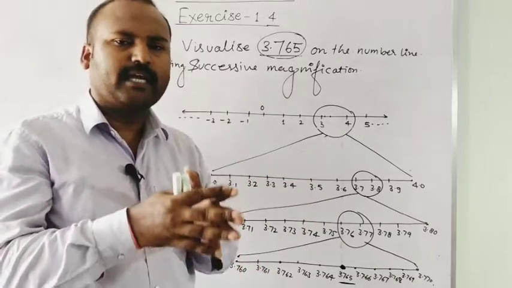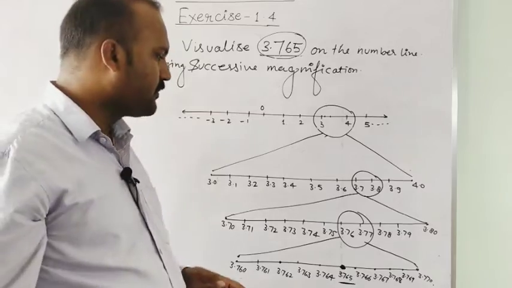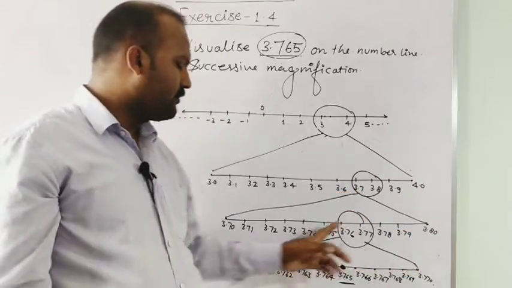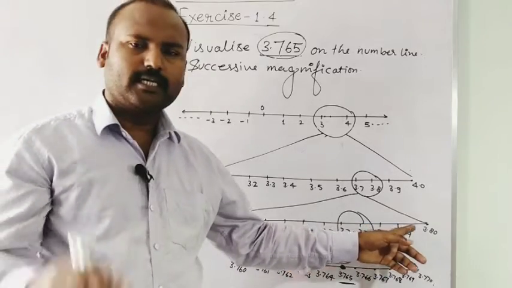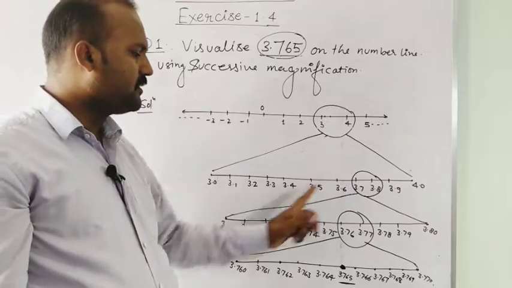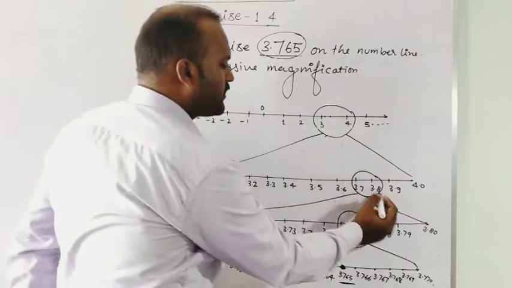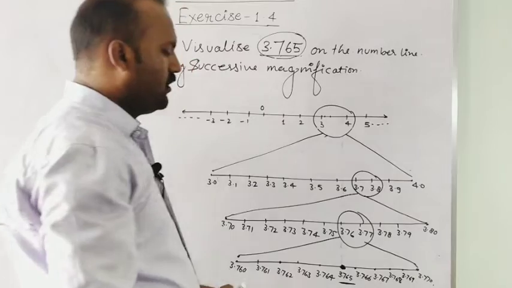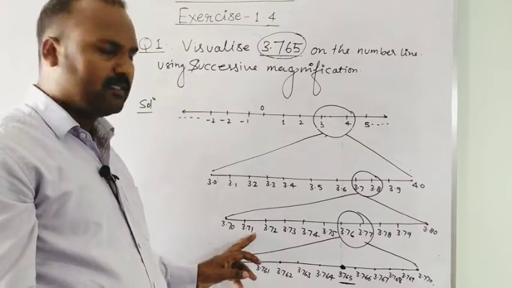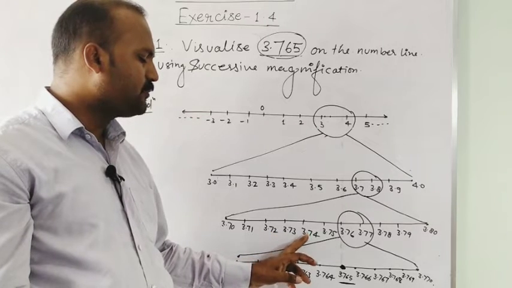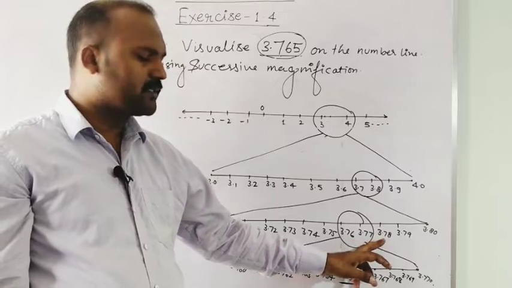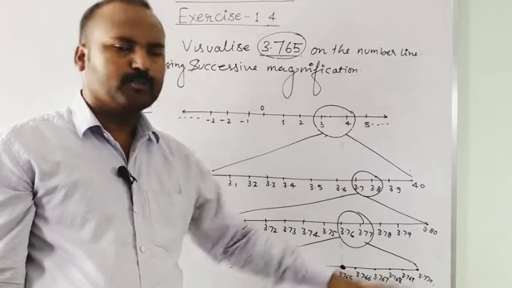To magnify this, we have to draw another number line and divide this line into 10 equal parts again. The first number will be 3.7 and the last number is 3.8. After dividing into 10 equal parts, it will be 3.71, 3.72, 3.73, 3.74, 3.75, 3.76, 3.77, 3.78, 3.79 and 3.80.